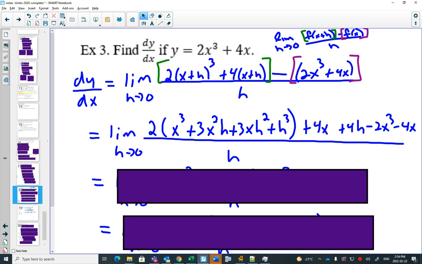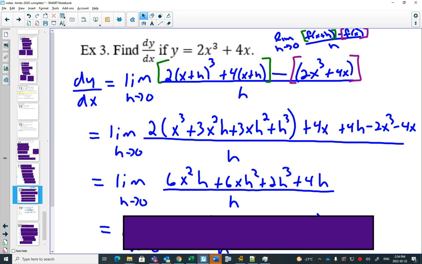So at this point, if I distribute my 2x³, this part here would cancel out with the −2x³. And this 4x will cancel out with this −4x. What am I left with then? I have 2 times this: 6x²h + 6xh² + 2h³ + 4h.